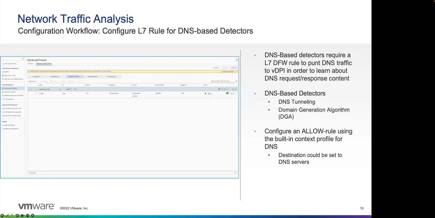Okay, so now once we have that up, just make sure that for some of the detectors, we do need an L7 rule to go out, especially for anything that's DNS based. So that would be your DNS tunneling and DGA activity. Picking up both of these is great, as they are precursors to understanding what an attack may be happening.